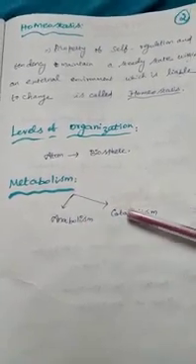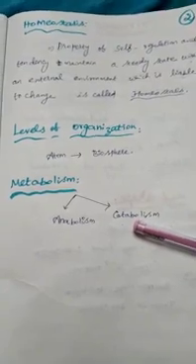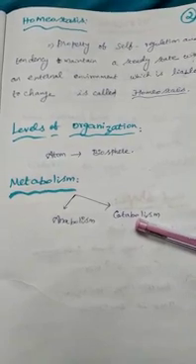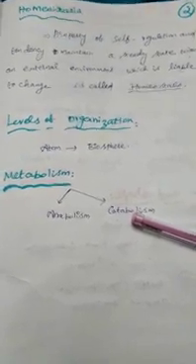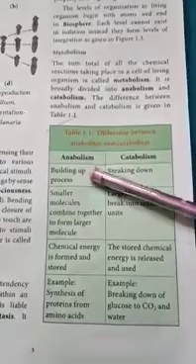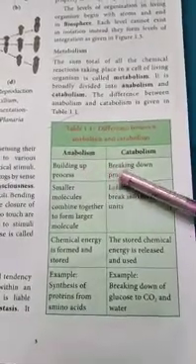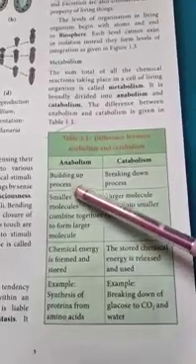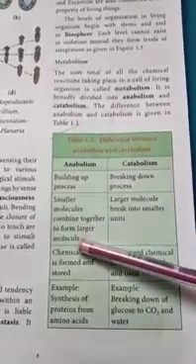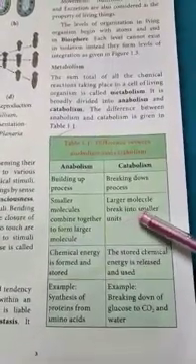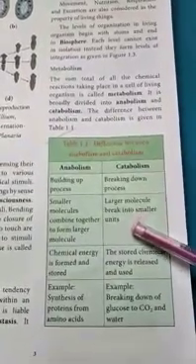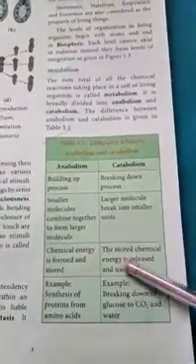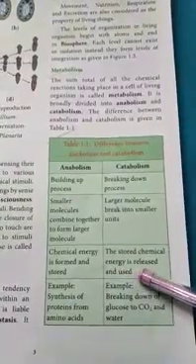Metabolism is divided into two: anabolism and catabolism. So what is the difference between anabolism and catabolism? Anabolism means a building up process, whereas catabolism means a breaking down process. In anabolism, smaller molecules combine together to form a larger molecule. In catabolism, larger molecules break into smaller units. In anabolism chemical energy is formed and stored, and in catabolism the stored chemical energy is released and used.